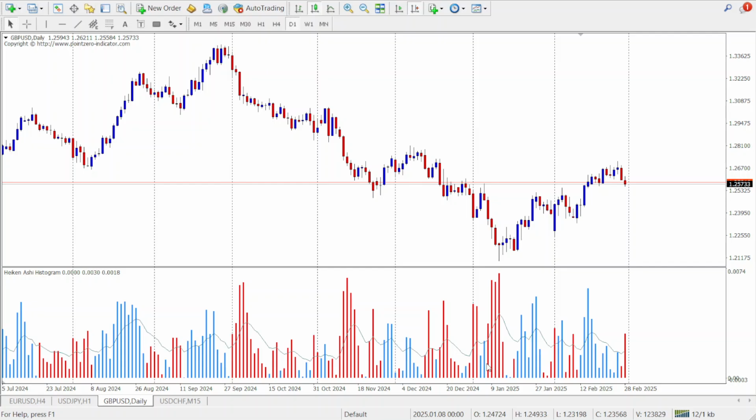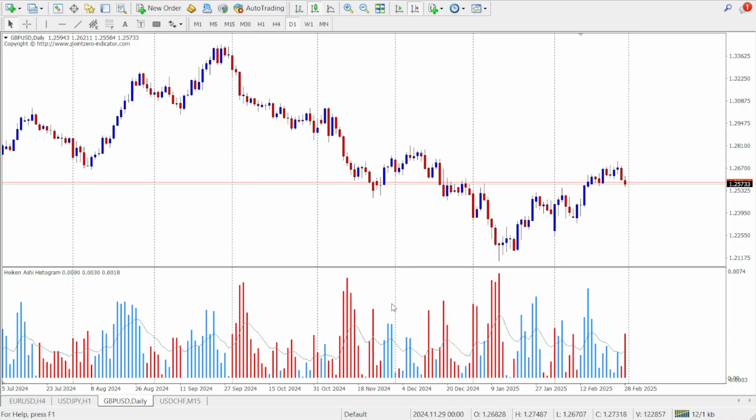Okay, so when the bars change color, it could signal a possible trend reversal. For example, you have red bars and suddenly it changes to blue, it could signal a possible trend reversal. Or maybe you have blue bars and suddenly it changes to red, it could signal a possible trend reversal. Then this indicator also helps to reduce noise.